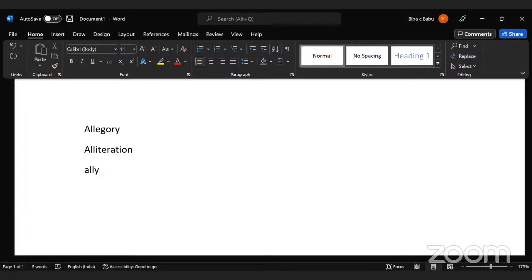Next term is allusion. Allusion refers to something or someone, often from another literary work. When you read a novel, or a story, or a poem, sometimes there will be a reference to something or someone from another literary work, another book. That is called allusion. Allusion is a reference to someone or something from another literary work.